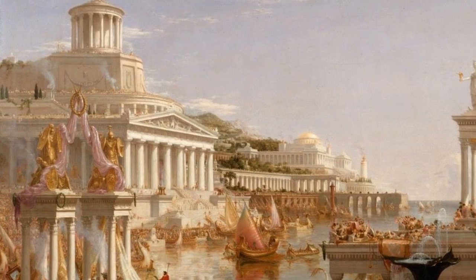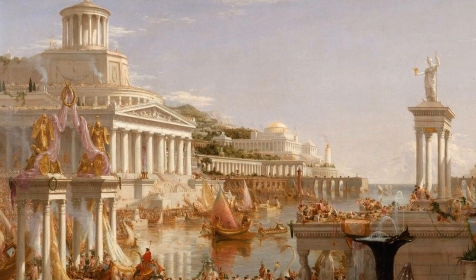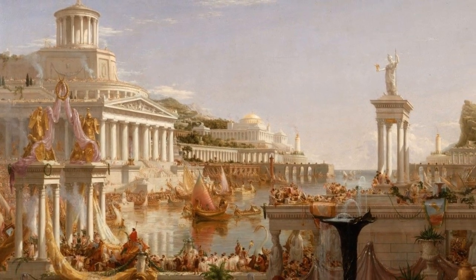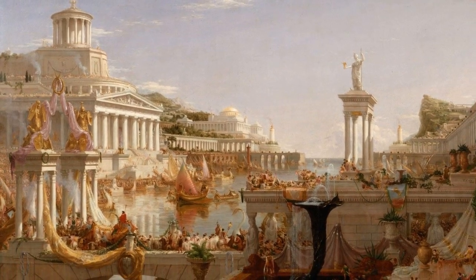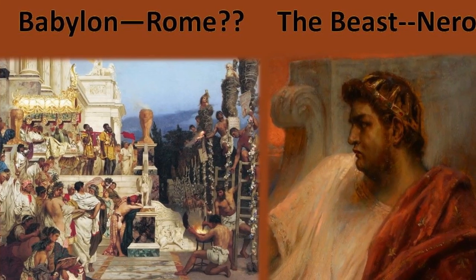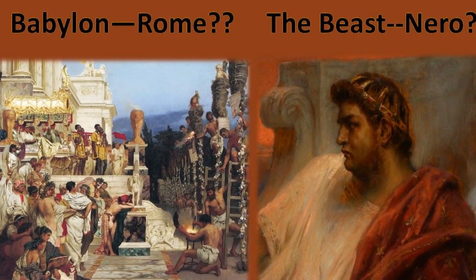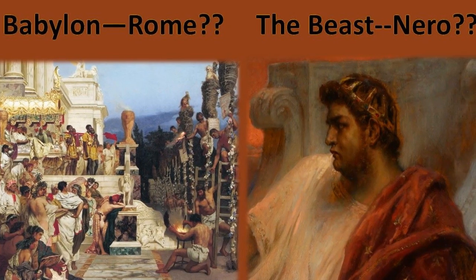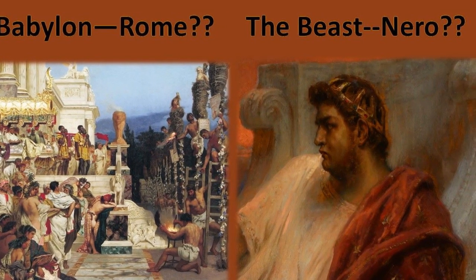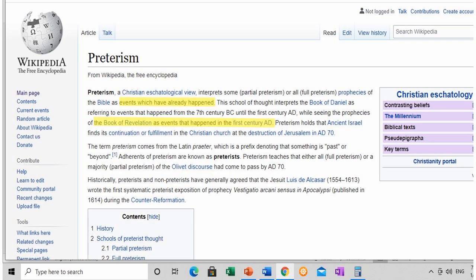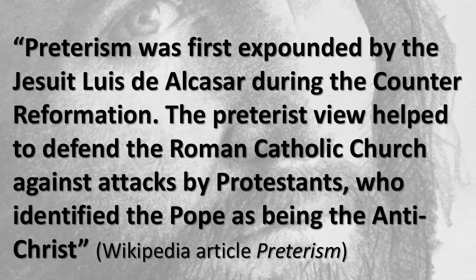The preterist model assumes that most of Revelation is a commentary on the social, political, and religious movements of the 1st and 2nd century when it was written. This model teaches that the writer of Revelation simply used highly symbolic language to describe or speculate on the events and trends of the time. According to Wikipedia and many other sources, preterism was first expounded by the Jesuit Louis de Alcazar during the Counter-Reformation. The preterist view helped to defend the Roman Catholic Church against attacks by Protestants who identified the Pope as being the Antichrist.